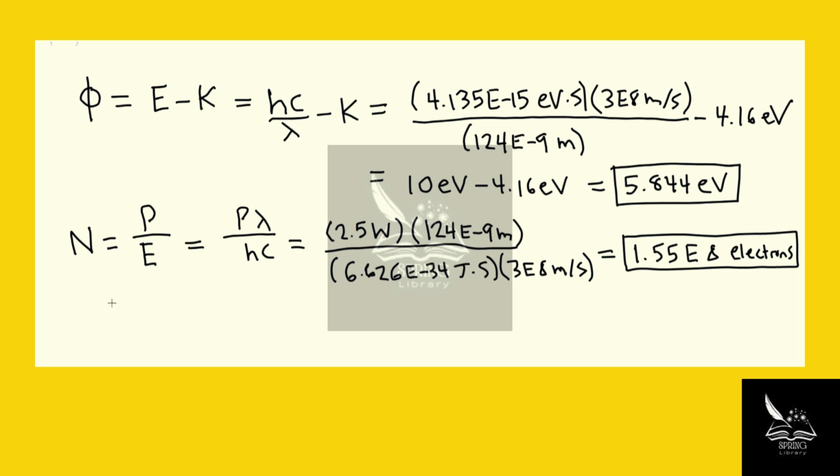And that's everything we're asked for. We were asked for work function. We found it using the photoelectric effect equation. And we were asked for the total number of electrons ejected, and we can do that by looking at the total power of the beam divided by the energy per photon, and assume that each photon ejects an electron.